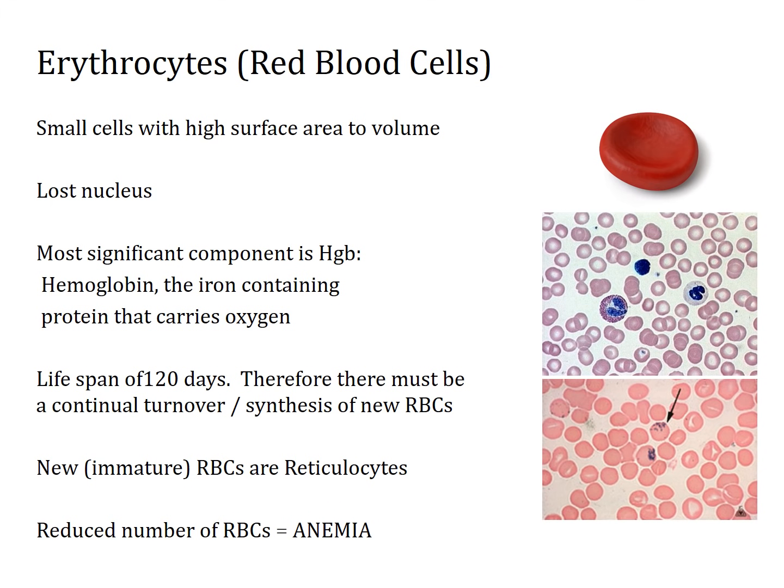Some immature red blood cells, which still have remnants of a nucleus, can be found in plasma. Those are referred to as reticulocytes. You can see pictures of some reticulocytes in the lowest picture at the arrow. And if you have a reduced number of red blood cells, you don't have enough red blood cells in blood, then that's a condition referred to as anemia.